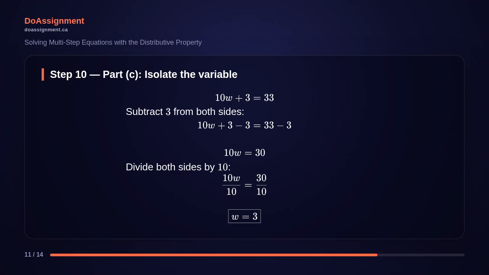Subtract 3 from both sides. 33 minus 3 is 30, so 10w equals 30. Divide both sides by 10. 30 divided by 10 is 3, therefore w equals 3.